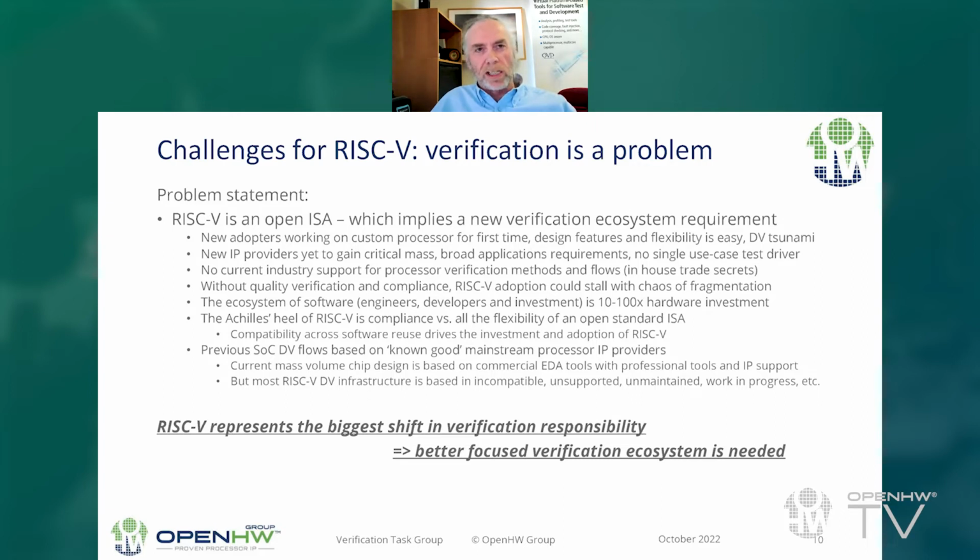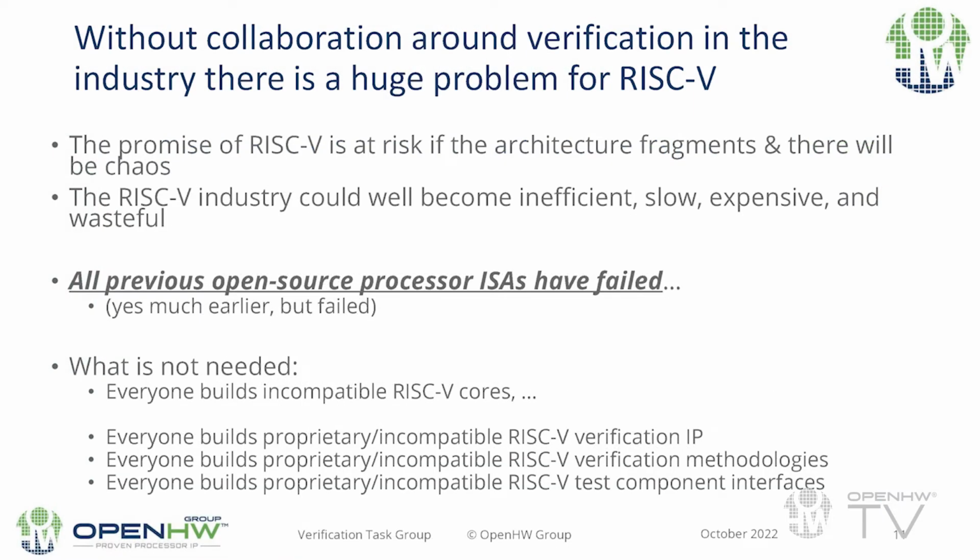But RISC-V represents the biggest shift in verification responsibility that there has been. And then there is this whole new verification ecosystem that we believe is required. And without collaboration on RISC-V, there's going to be a huge problem and a lot of chaos out there. And actually, all previous open source processor ISAs have failed. Yeah, they were many years ago, but they weren't successful. They were moderately successful in the beginning, but they failed ultimately. And we don't want that for RISC-V.